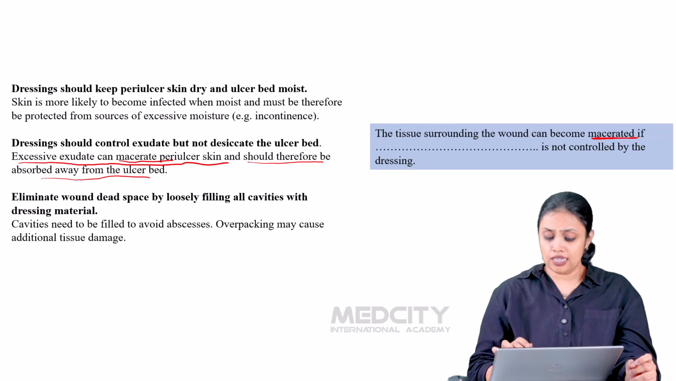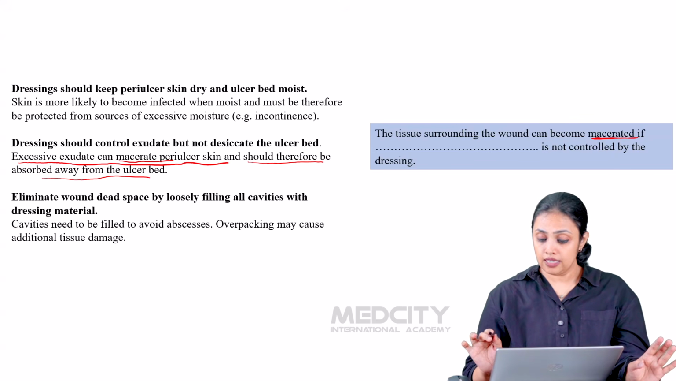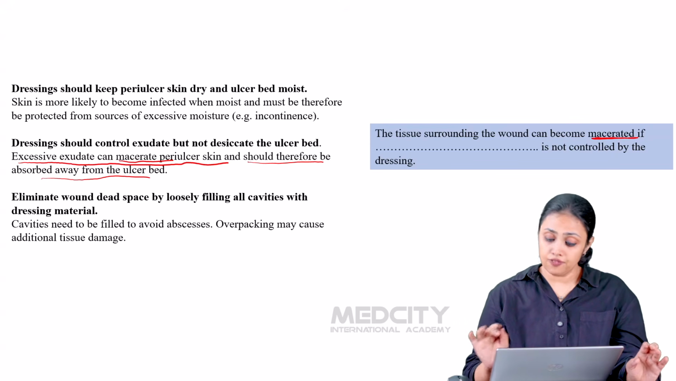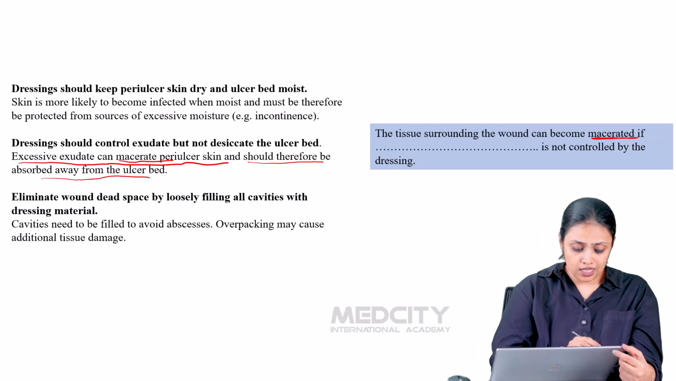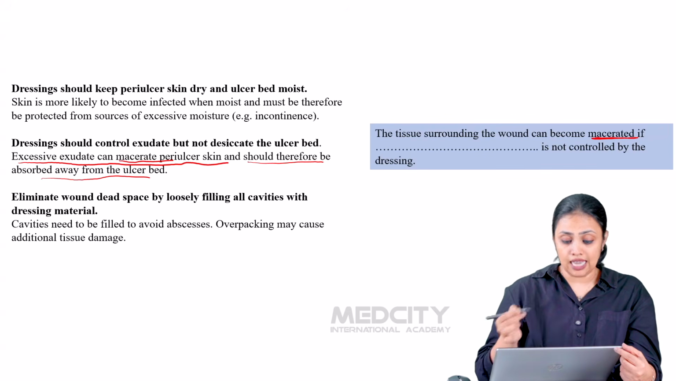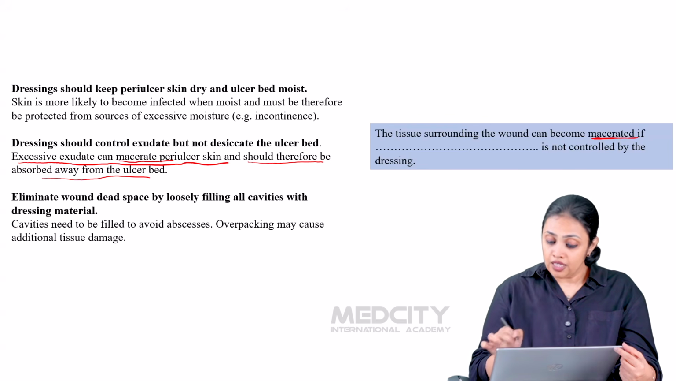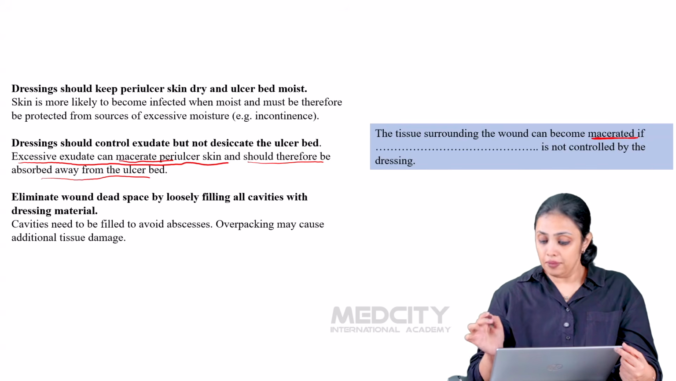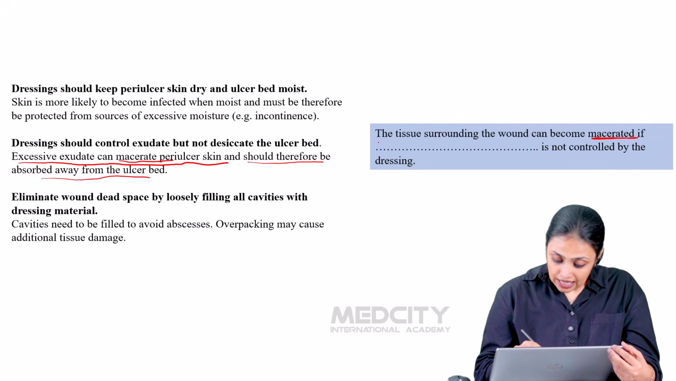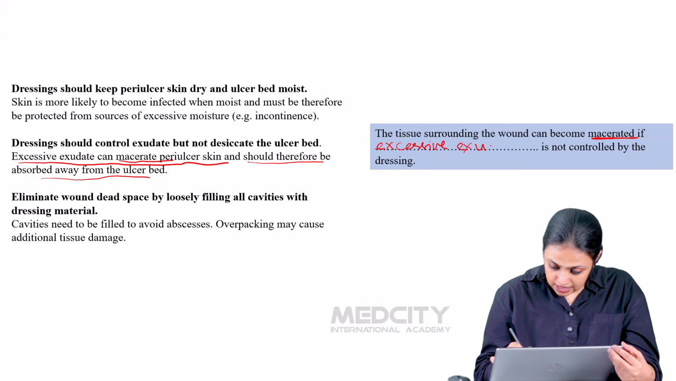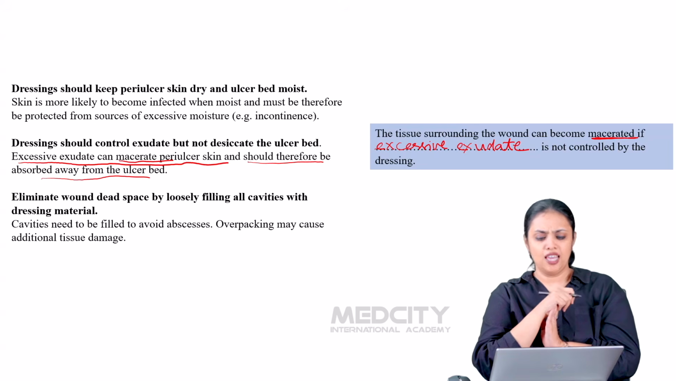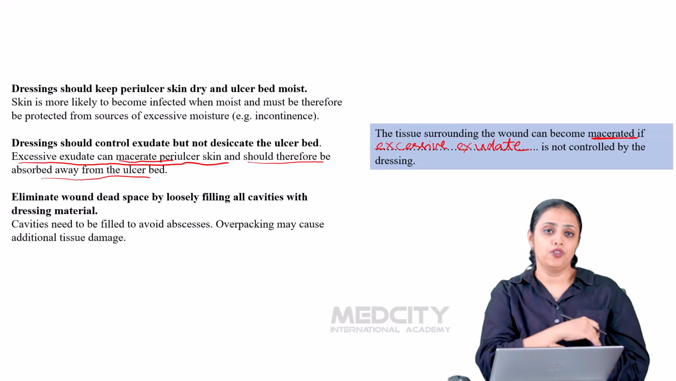So here the question says the tissue surrounding the wound can become macerated if dash is not controlled. And here it is very clearly given excessive exudate can macerate. So what will be the answer here? The tissue surrounding the wound can become macerated if excessive exudate is not controlled by the dressing. This is one answer that the majority of the students write.